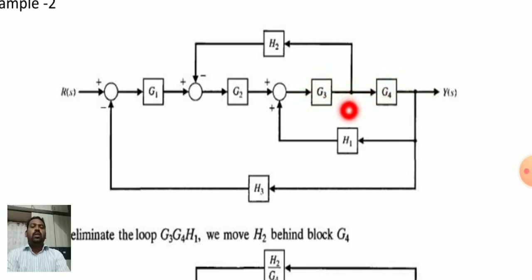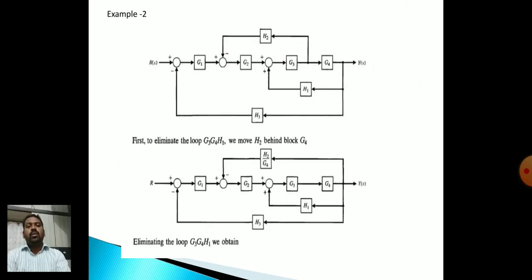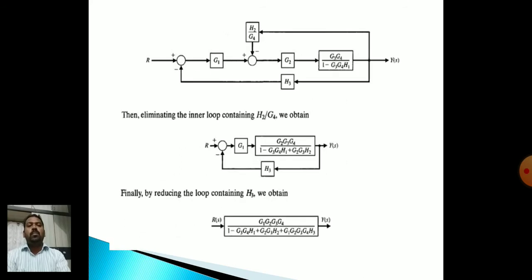So, avoid shifting a summing point toward another summing point, or shifting a takeoff point toward a summing point. You can always shift a takeoff point toward another takeoff point, but don't shift it towards another summing point. Okay. So here, eliminating this one, G3, G4, G1. Now we can solve G3, G4.